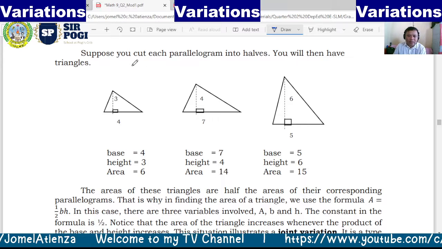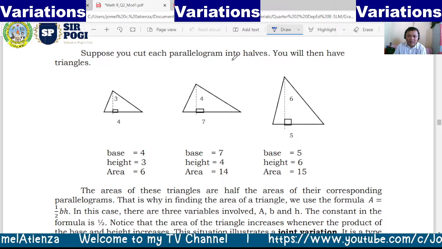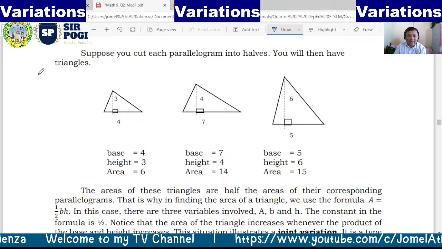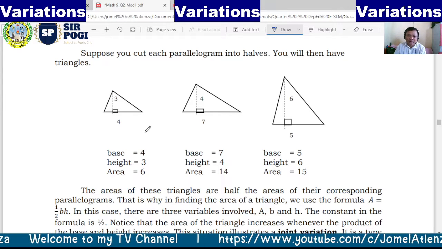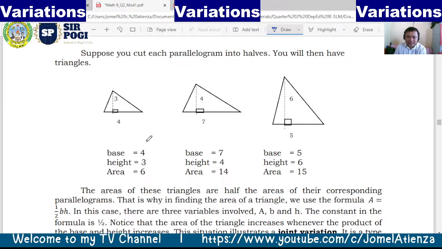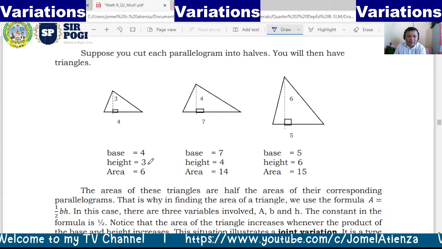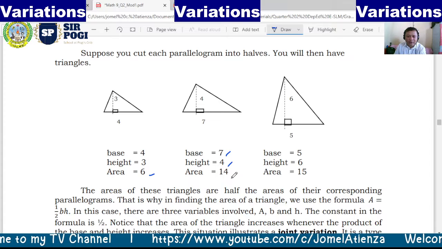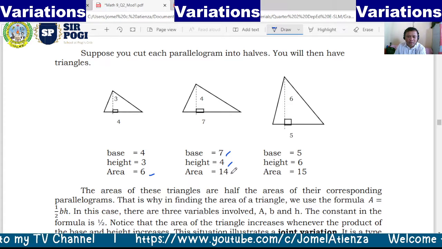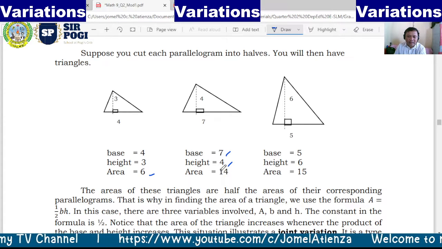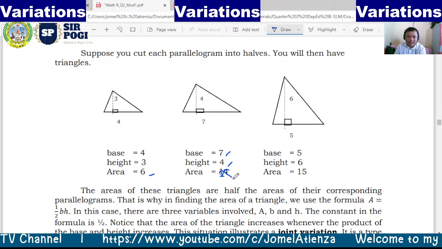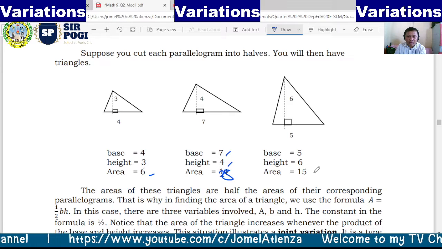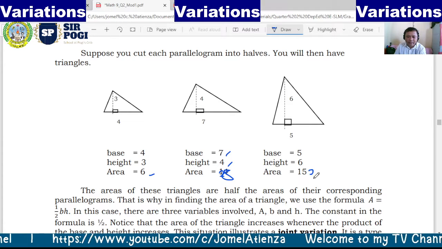So suppose that you cut each parallelogram into halves, you will then have 3 triangles. Di ba? Kakaroon tayo ng 3 triangles. So we have 4 times 3 is equal to 6. 7 times 4 is equal to 28. Okay? And then 5 times 6 is equal to 30.